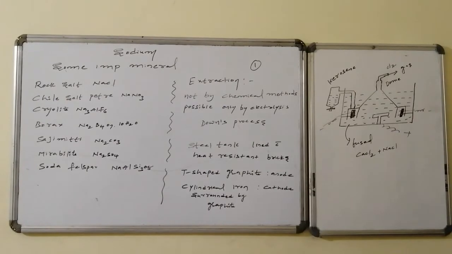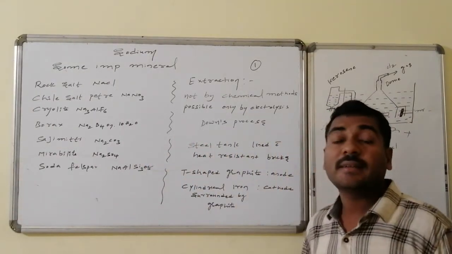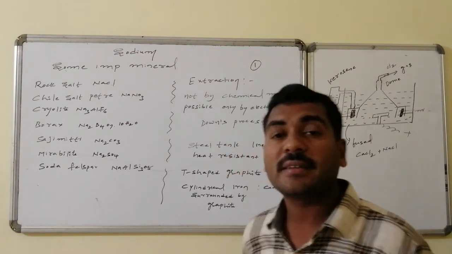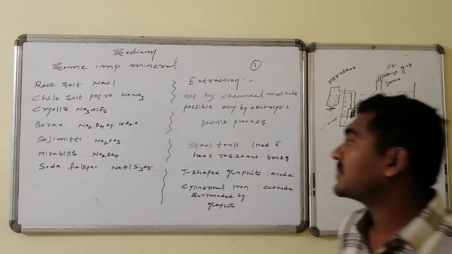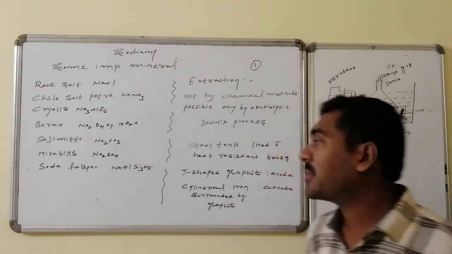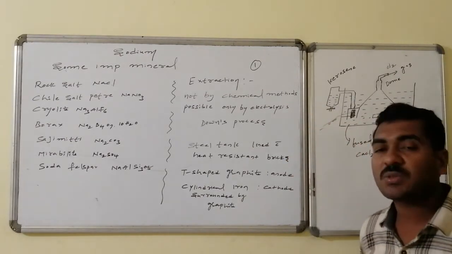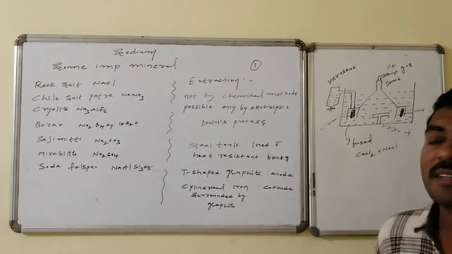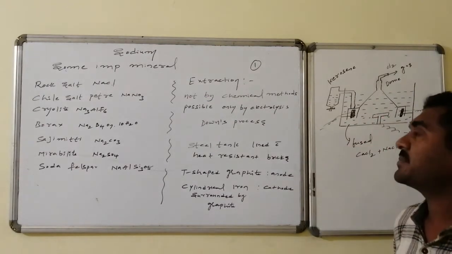Sodium. The important minerals related to sodium are rock salt, that is sodium chloride, Chile saltpeter, that is sodium nitrate, cryolite Na3AlF6, borax Na2B4O7·10H2O, trona, that is sodium carbonate, mirabilite, sodium sulfate, and soda feldspar, sodium aluminium silicate NaAlSi3O8. These are the important ores and minerals related to sodium.